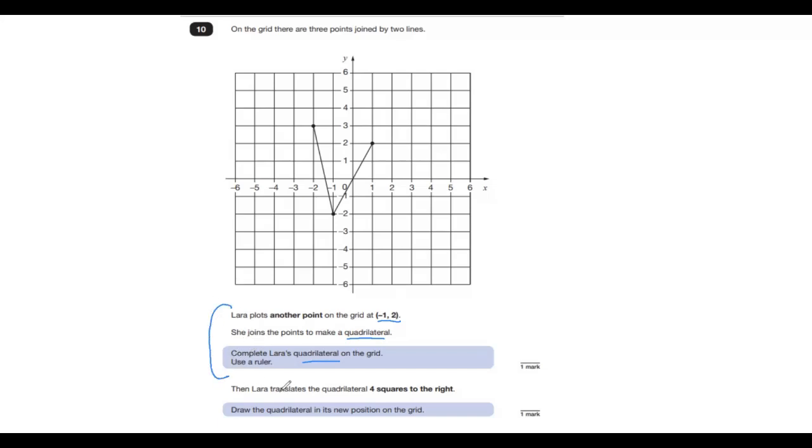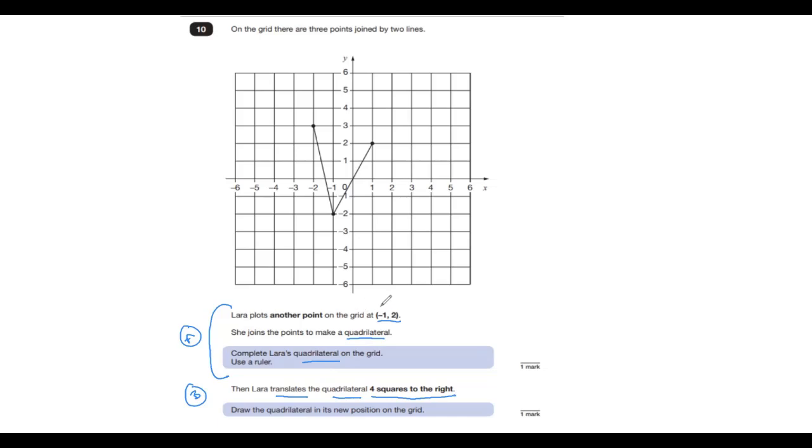The second part is asking us to translate the quadrilateral 4 squares to the right and to draw this quadrilateral in its new position on the grid. Let's have a look at the first part of the question.